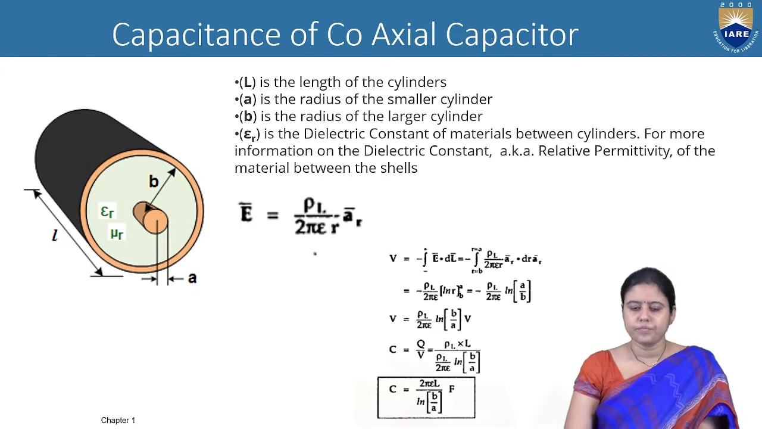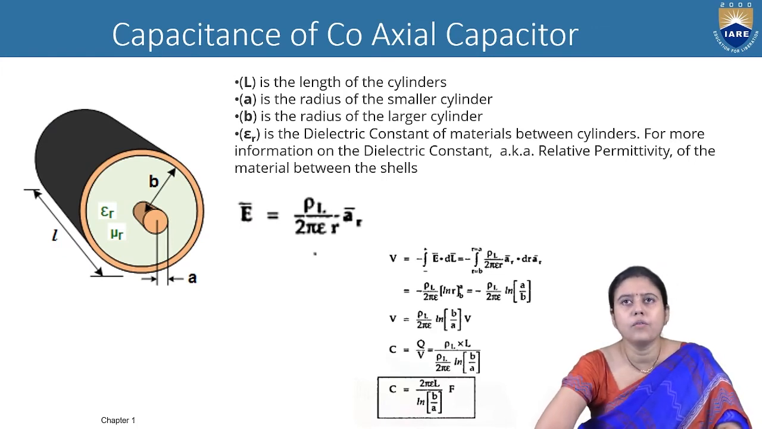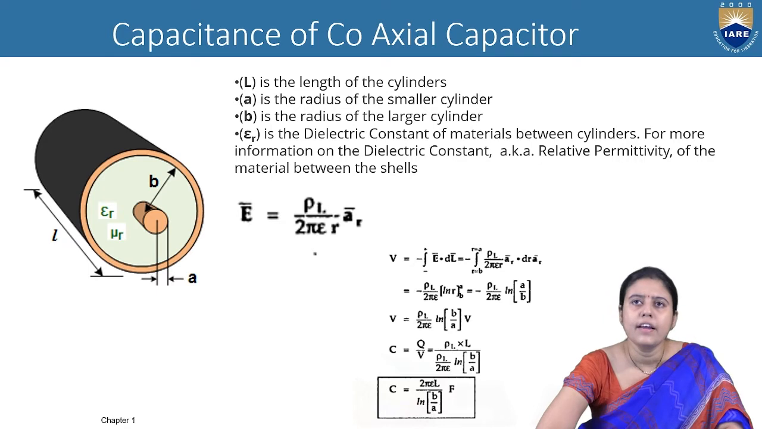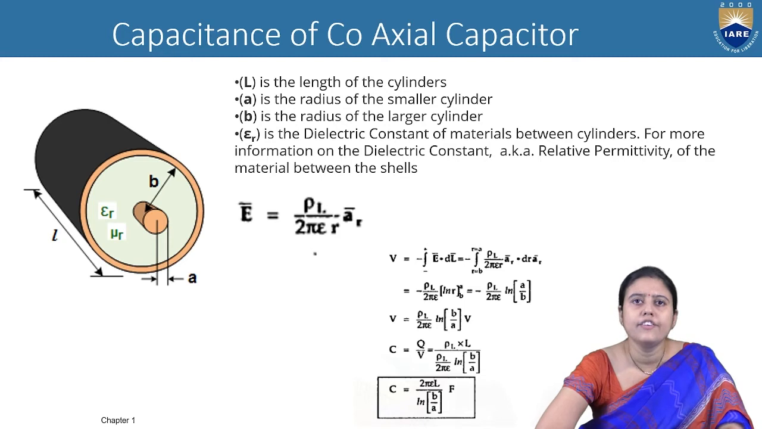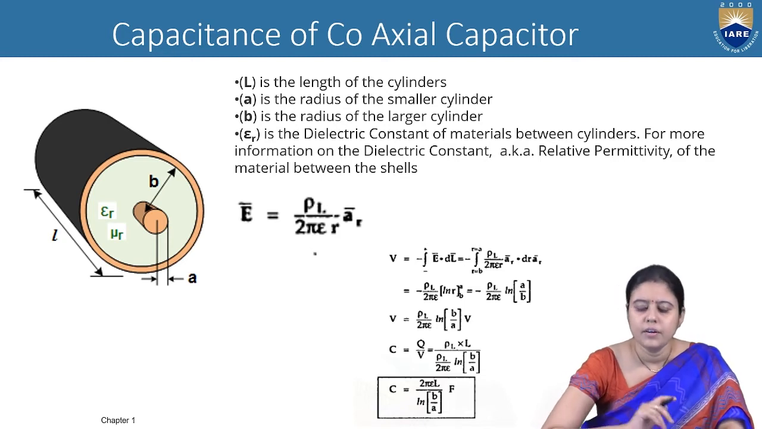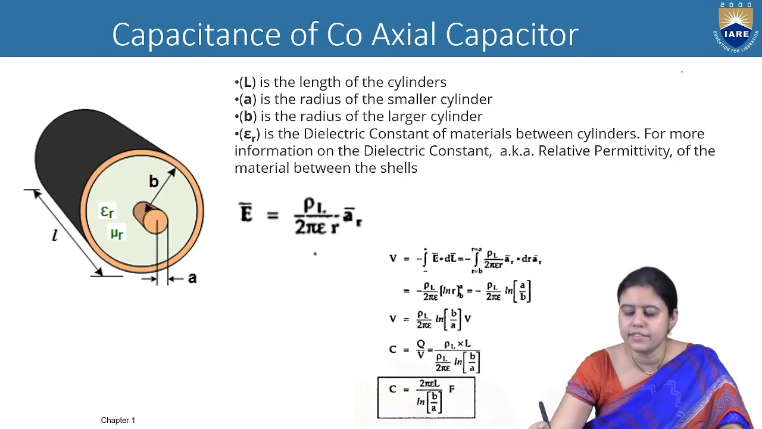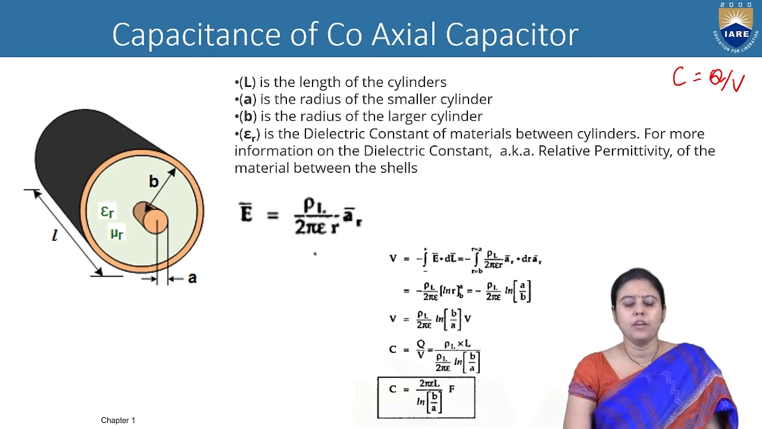Before the problem, there is another one, that is the capacitance of a coaxial capacitor. This is another very important topic in the case of a capacitor. First we will start from the basics. Capacitance is C equal to Q by V. This is our basic equation.